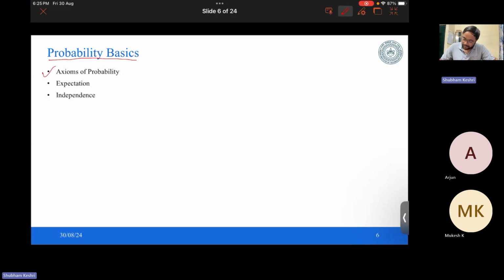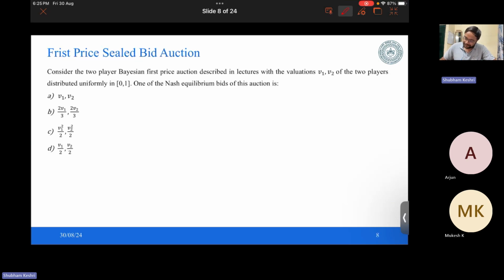So I had discussed the axioms of probability, how we calculate expectation and independence of events, and I have not talked about independence of random variables. I have talked about independence of events. All right. So these three concepts we have covered.